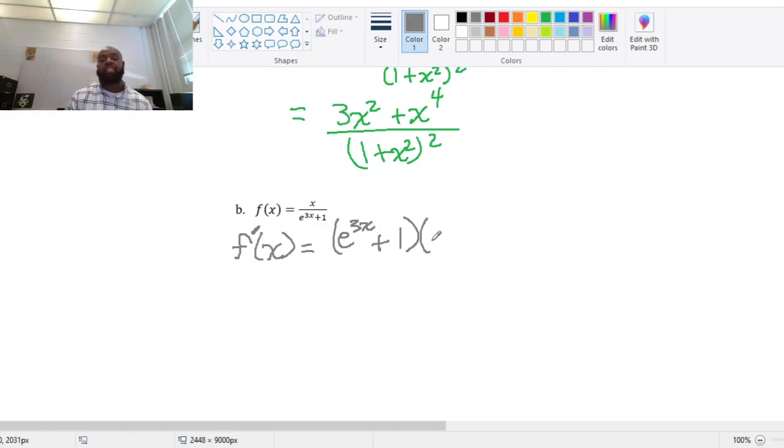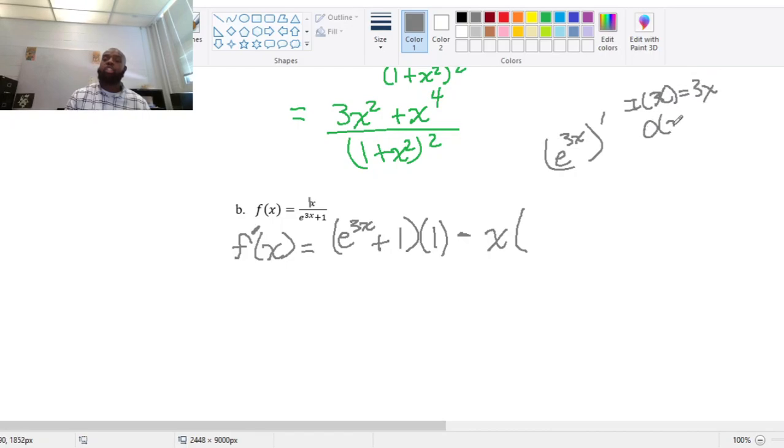The derivative of x is 1. It's a linear function. Its slope is understood to be a 1. Minus my top function times the derivative of my bottom function. Well, if I look at this, this is actually a chain rule when I look at e to the 3x. It's a chain rule because it's not just e to the x. So if I look at e to the 3x and I want to do its derivative, I have an inside function, which is 3x, and my outside function, which is e to the x.